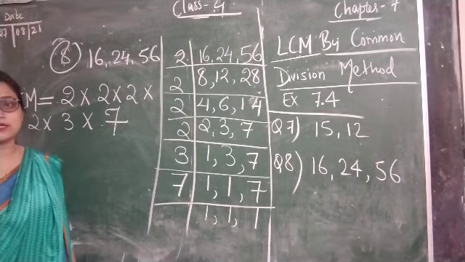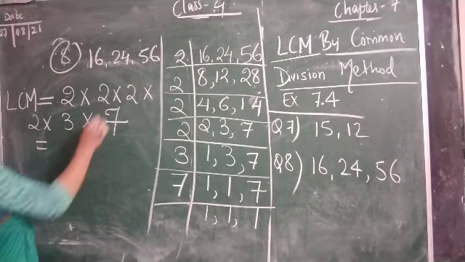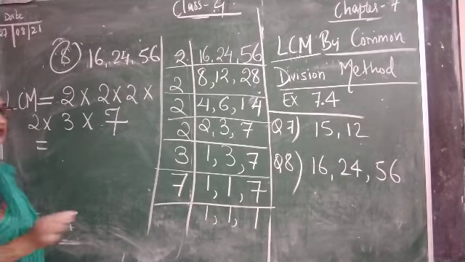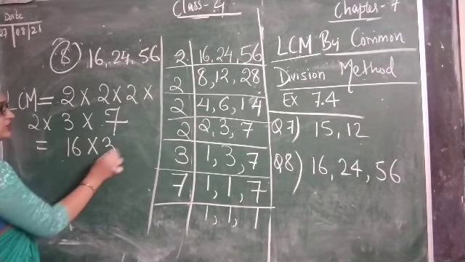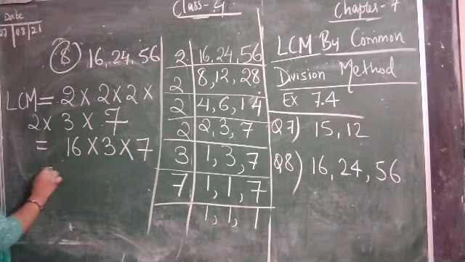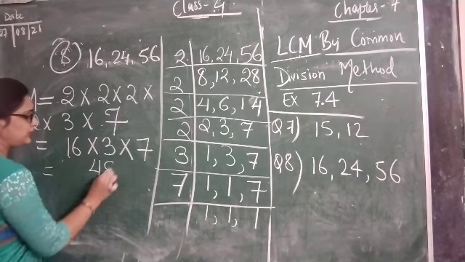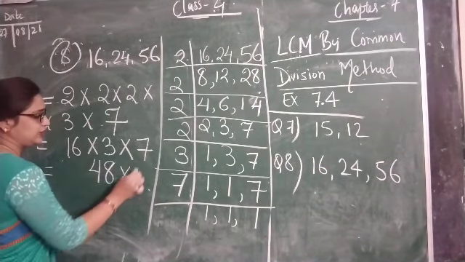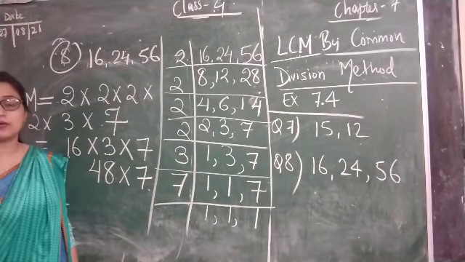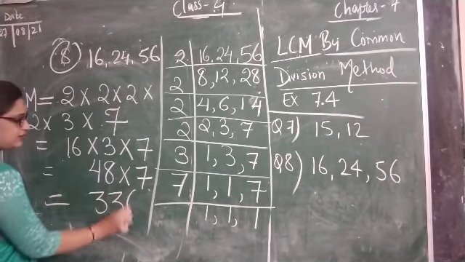Now we have to multiply these prime numbers one by one. Let us multiply 2 into 2 equals 4. 4 into 2 equals 8. 8 into 2 equals 16. 16 into 3 into 7. Now, 16 into 3 equals 48. 48 into 7. Just multiply this 48 by 7, we will get 336.